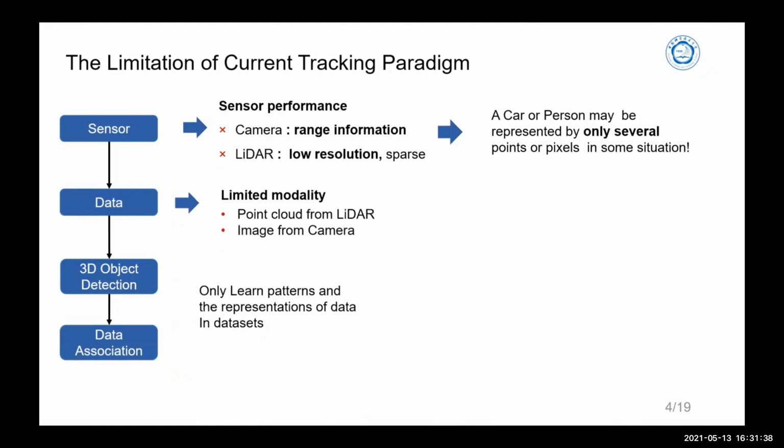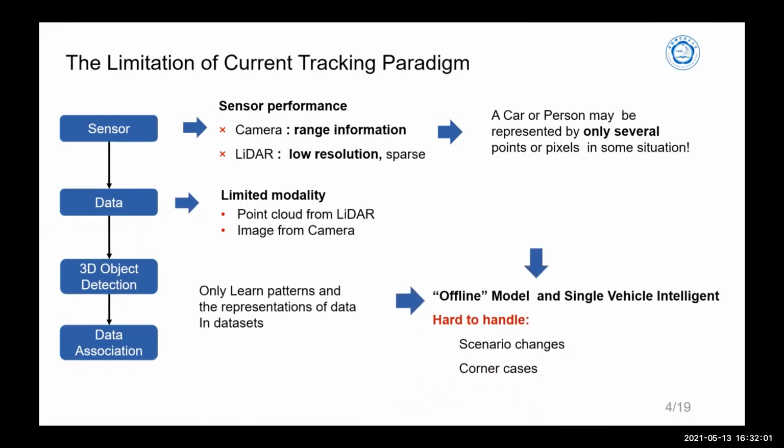What's more, many deep neural network models only consider two data modalities, the point cloud from LiDAR and the image from camera. These models may only learn the data patterns and the representation, as well as the distribution bias of the data set, but still cannot understand the driving scene well. In summary, the trained offline model and the single vehicle intelligence, as well as the vehicle sensors it depends on, have limitations and make it hard to handle scenario change situations and corner cases.